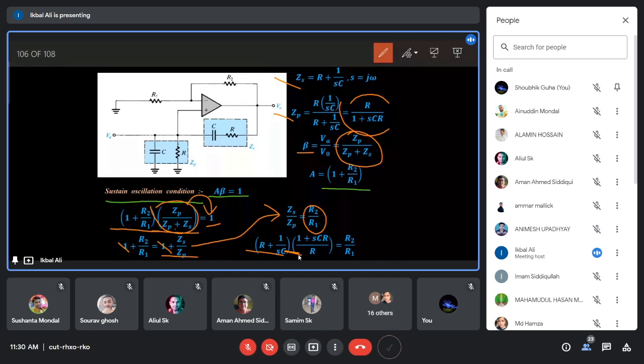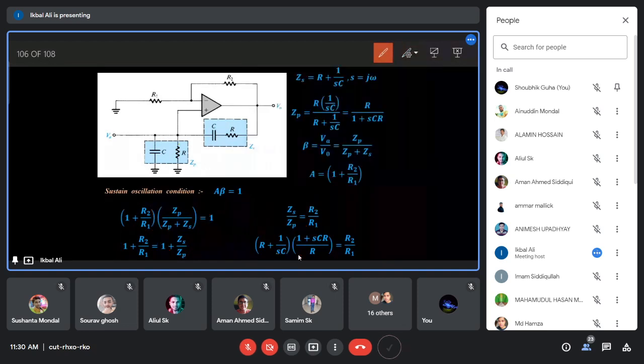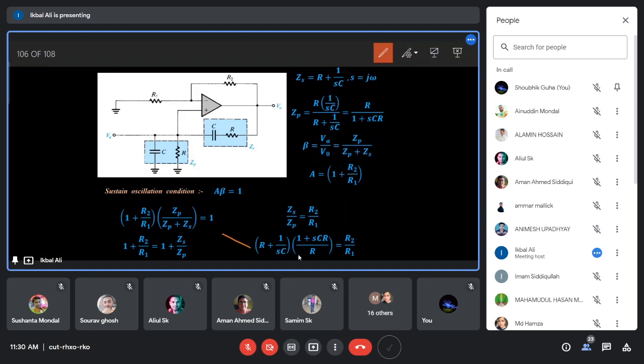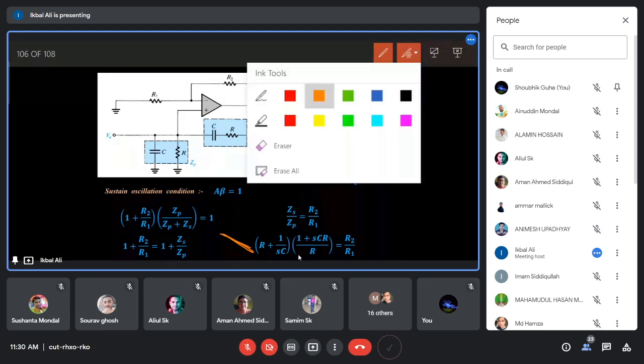So this is in that equation. Okay, so we come to this equation. Just remember this equation: (R + 1/SC)(1 + SCR)/R = R2/R1. From this equation, we get this one.